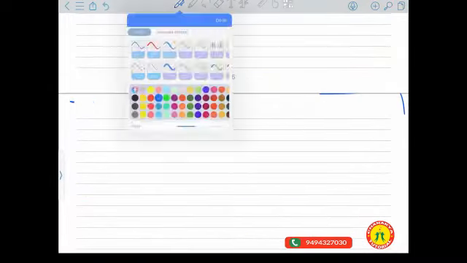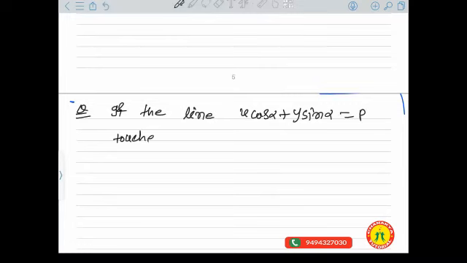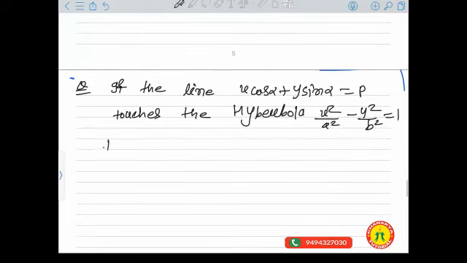So now one question on this topic. Question is, if the line x cos alpha plus y sin alpha is equal to p touches the hyperbola that is x square by a square minus y square by b square equal to 1, then p square is, आपको p square की वैल्यू बतानी है, p square क्या होगा? Please do that, everyone.